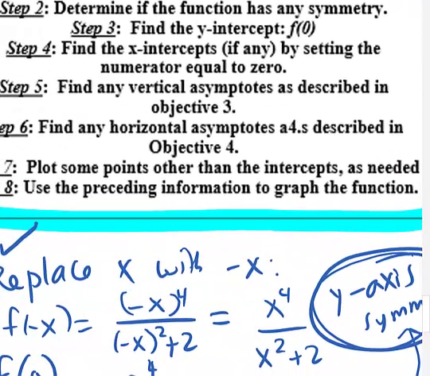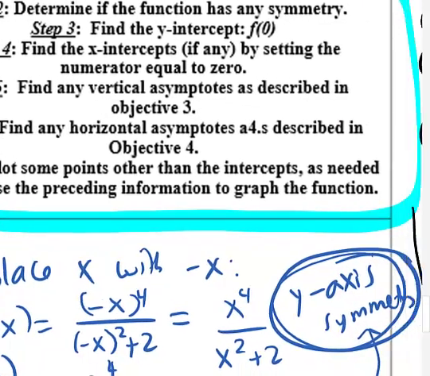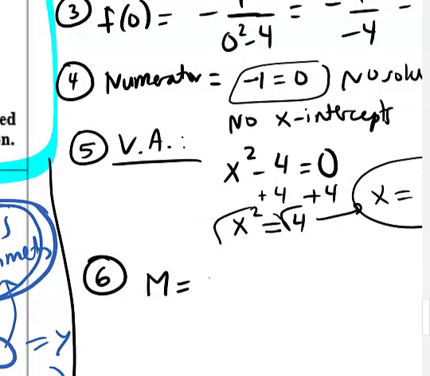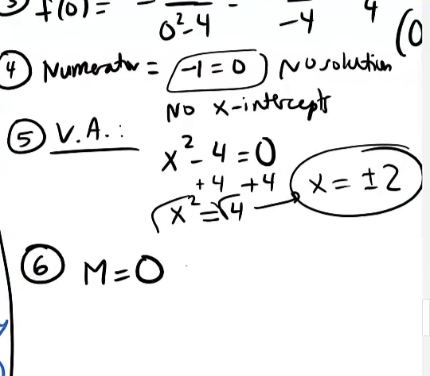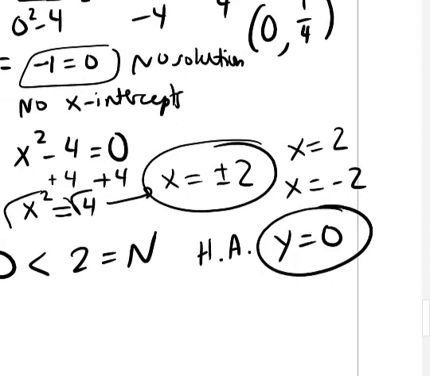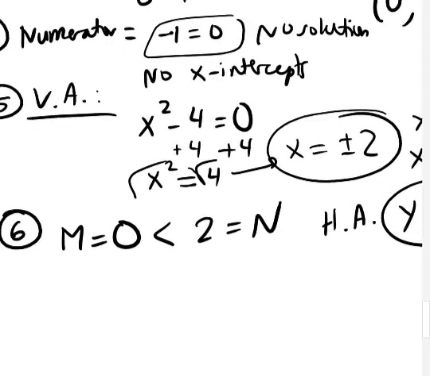And then step 6 says, find any horizontal asymptotes. Well, in this case, m, the degree of the numerator, is 0, because there is no x term. That's less than the degree of the denominator, which is 2, which means the horizontal asymptote is at y equals 0. That was that weird case where it doesn't matter what's going on, y equals 0 is definitely your horizontal asymptote.